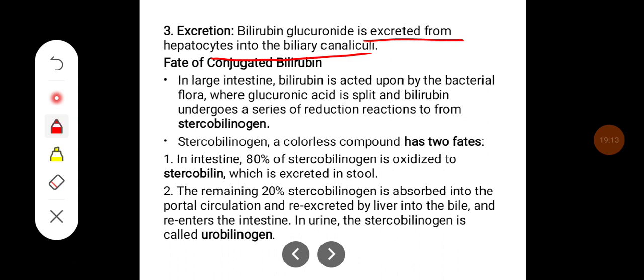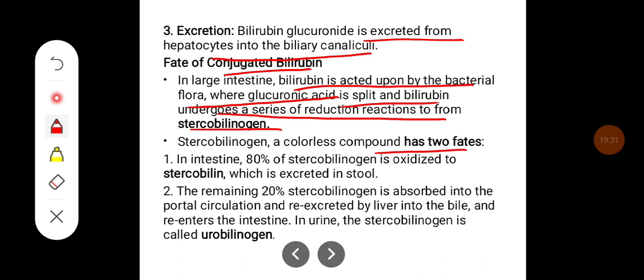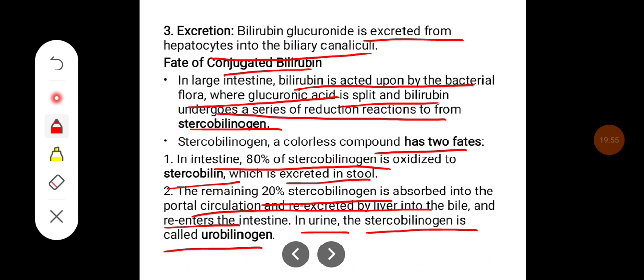So in the fate of conjugated bilirubin, in the large intestine, bilirubin is acted upon by the bacterial flora where glucuronic acid is split and bilirubin undergoes a series of reactions to form stercobilinogen. Stercobilinogen is a colorless compound and has two fates. In the intestine, 80% of the stercobilinogen is oxidized to stercobilin, which is excreted in the stool. The remaining 20% of the stercobilinogen is absorbed into the portal circulation and excreted by the liver into bile, and then it re-enters the intestine. In urine, stercobilinogen is called urobilinogen.